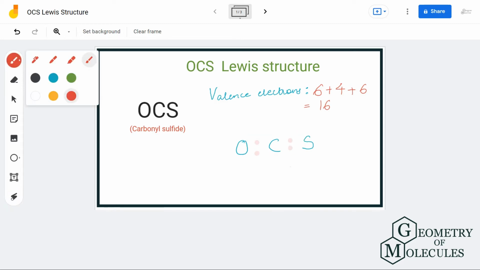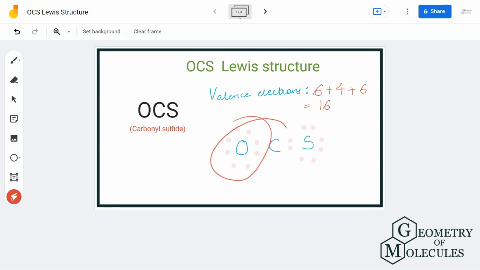If you see here closely, both oxygen and sulfur atoms require 6 valence electrons each to have a complete octet. So we will be placing 6 valence electrons around the oxygen atom and 6 valence electrons around the sulfur atom. Doing that, we will have complete octets for both oxygen and sulfur atom, but this carbon atom has an incomplete octet because it just has 4 valence electrons in its outer shell.